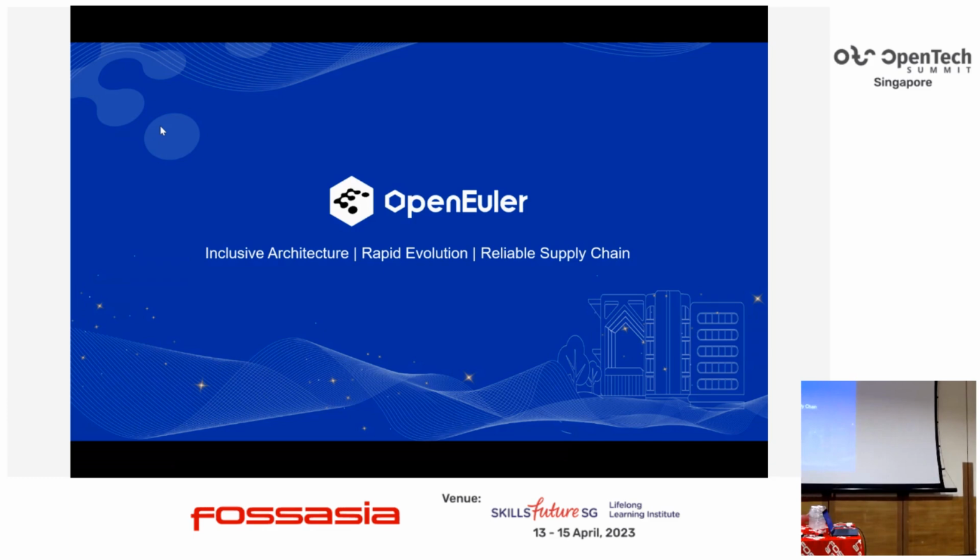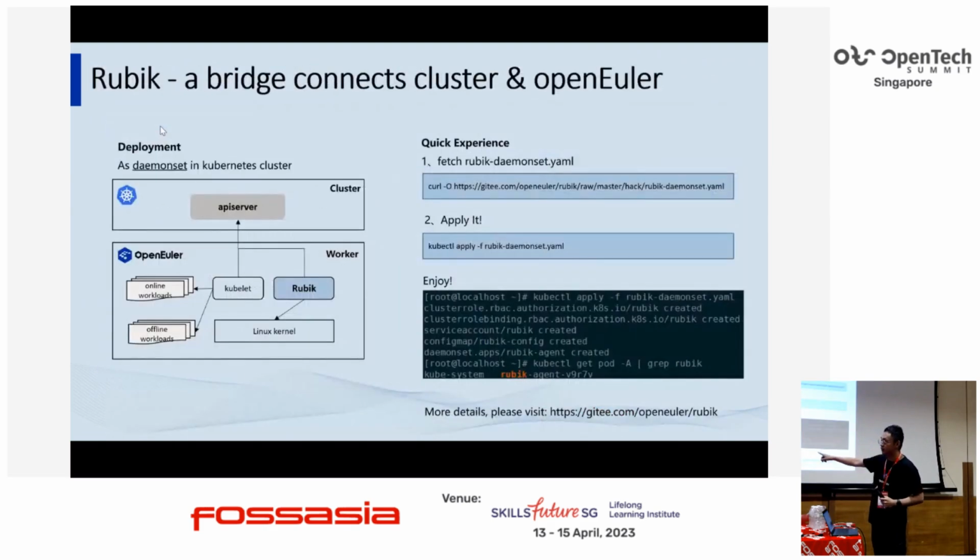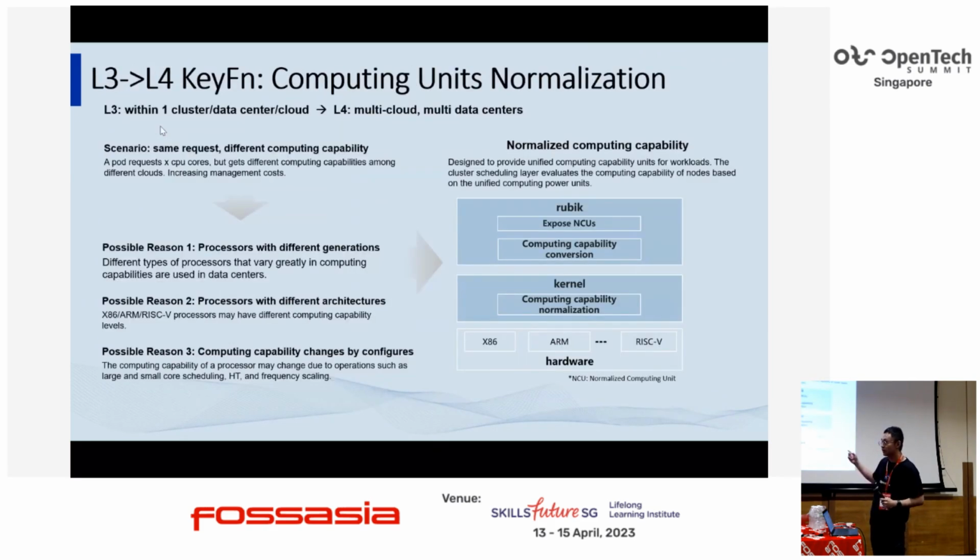There was one slide about Rubik, and at the bottom there was the frequency scaling. Yeah, this one. So what does Rubik give me? It gives me a unified explanation of how much compute I get from that particular system. How does this translate to the CPU utilization?